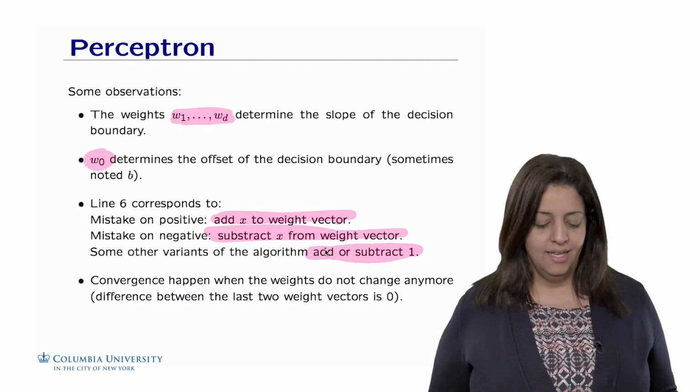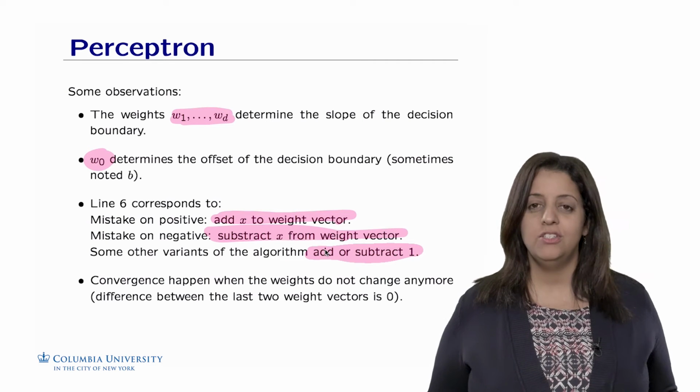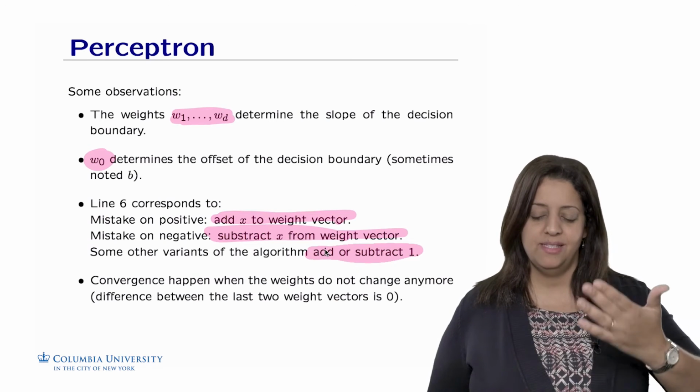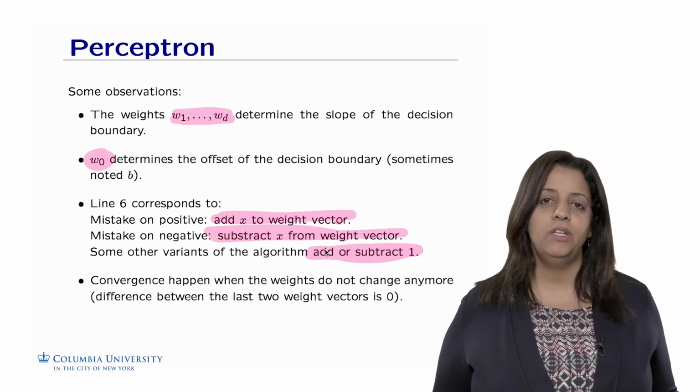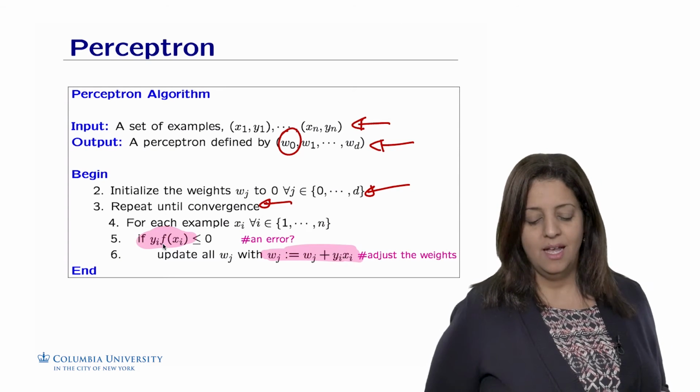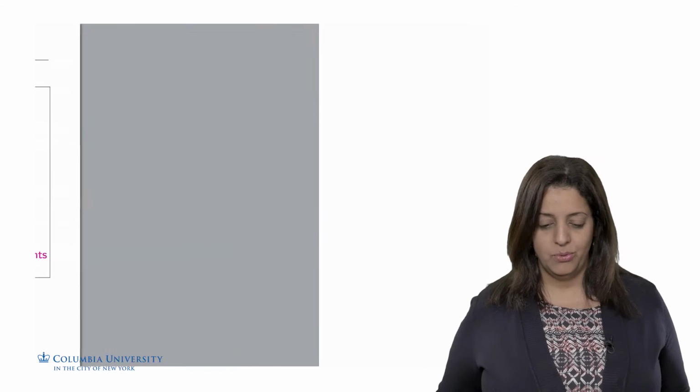Convergence happens when? It happens when the weights do not change anymore. So we reached a hyperplane that actually perfectly separates the positive from the negative examples, and there is no need to update the weights anymore, which means that in our condition here, yi f of xi never becomes negative anymore for all the data points.